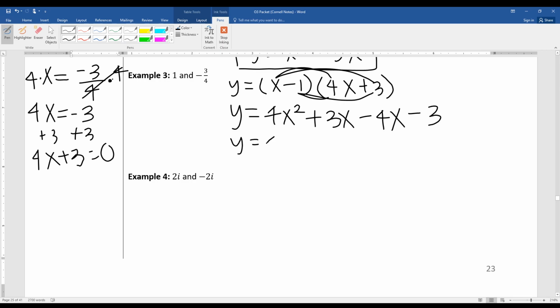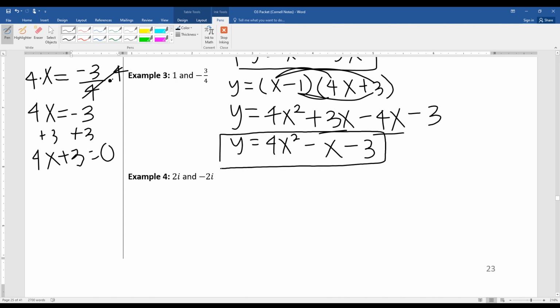Again, I'm going to look for like terms. In this case, I have 3x minus 4x. That becomes just a negative x. And I'm dropping that minus 3. Checking for those two things, I do have a y equals, so this is an equation, and it does look like it's in standard form, so I am all set.